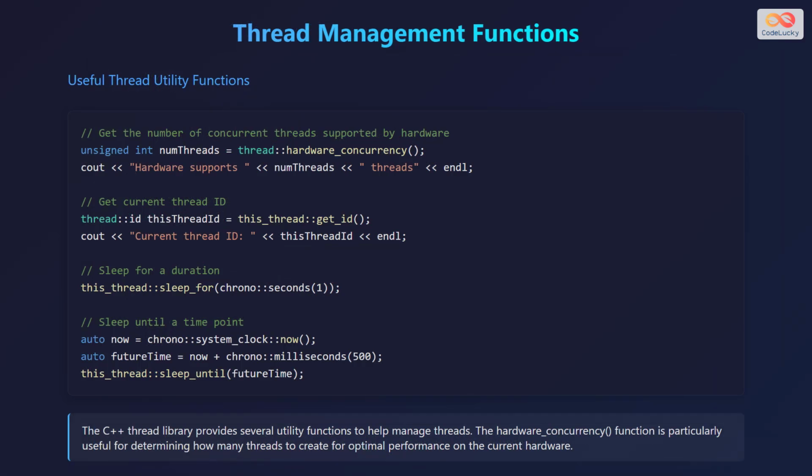The C++ thread library provides several utility functions to help manage threads effectively. The hardware_concurrency function returns the number of concurrent threads supported by the hardware. This is useful for optimizing the number of threads you create to match the CPU's capabilities. The get_id function, which is inside this_thread namespace, retrieves the current thread's ID, which can be helpful for debugging and logging purposes. You can pause a thread's execution using the sleep_for function, specifying the duration in milliseconds or seconds. Alternatively, sleep_until pauses the thread until a specific point in time is reached.